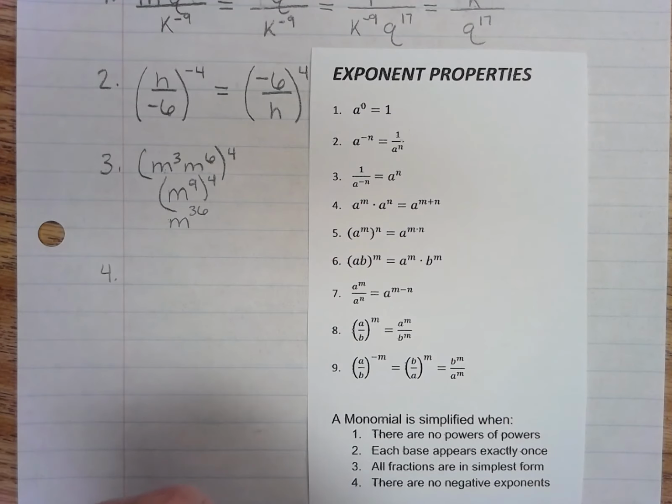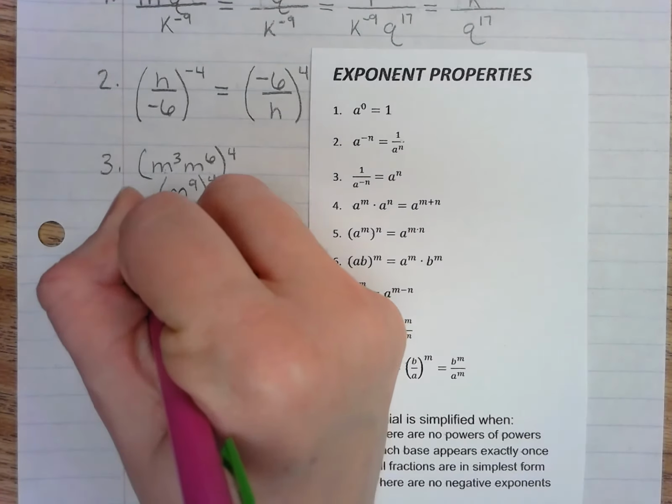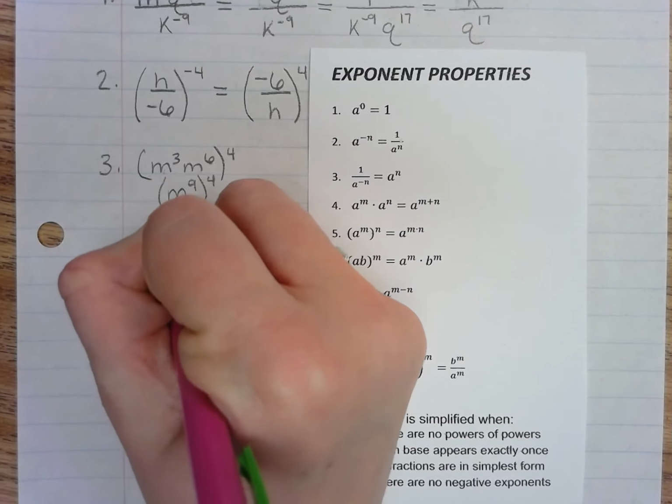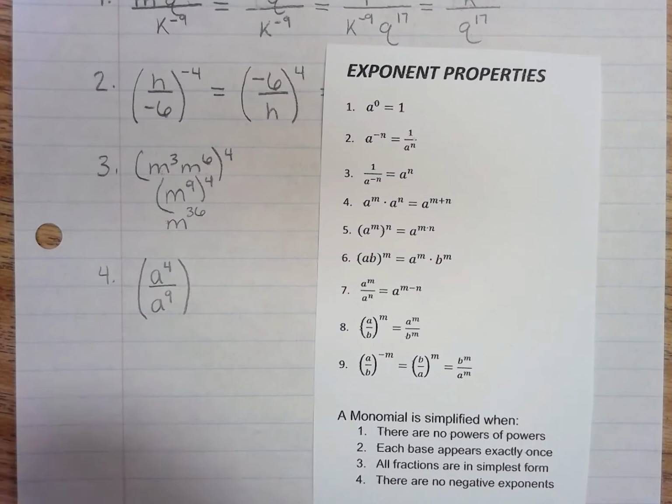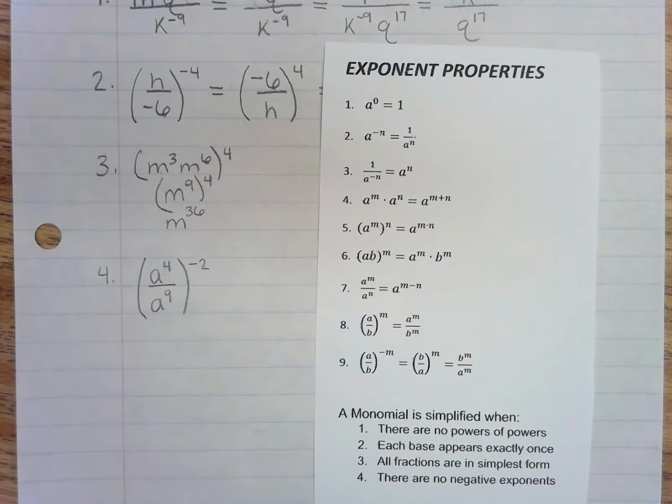Here we have a to the 4th divided by a to the 9th, and all of that is raised to the -2 power.